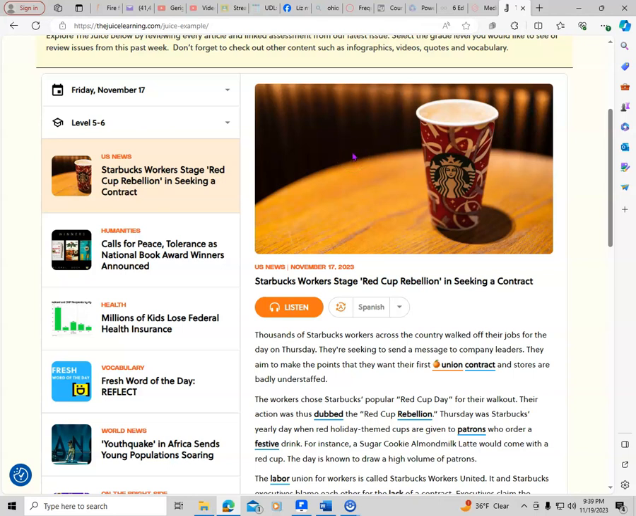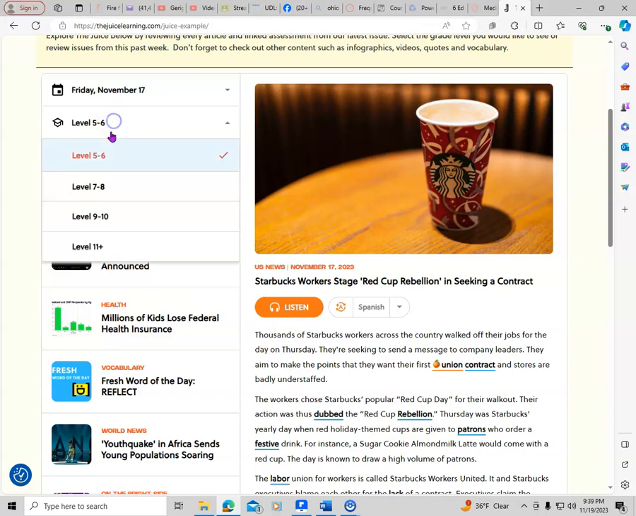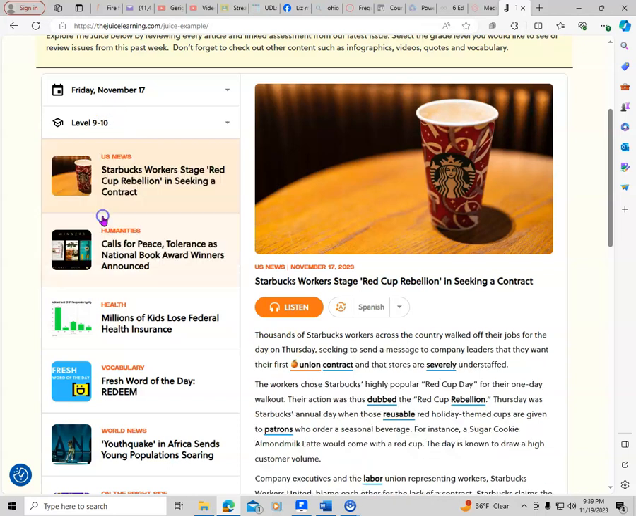This article is set for a 5th grade age group, and the first sentence reads, "Thousands of Starbucks workers across the country walked off their jobs for the day on Thursday." For students who are better readers, even in the same class, I can pick a different setting, like the 9th and 10th grade. Their first sentence reads, "Thousands of Starbucks workers across the country walked off their jobs for the day on Thursday, seeking to send a message to company leaders that they want their first union contract and that stores are severely understaffed."